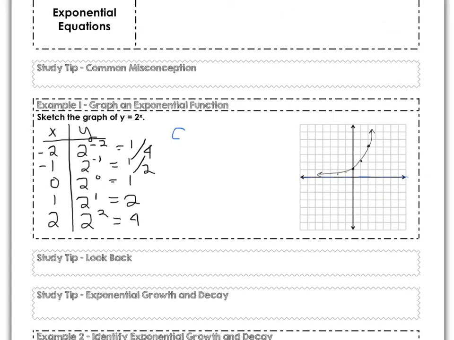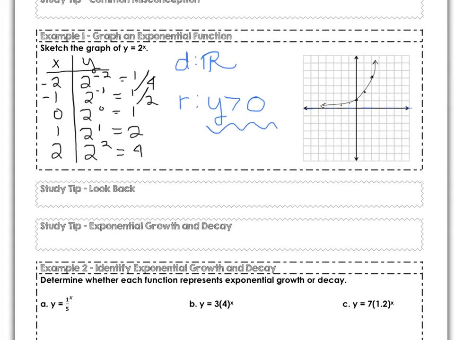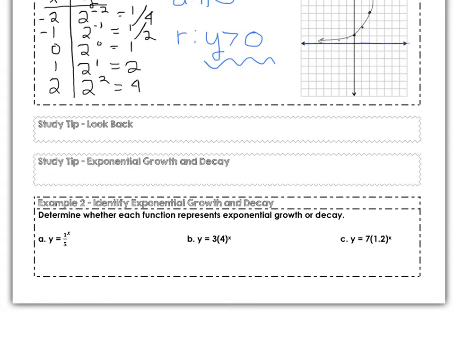Alright, so that means our domain, there is not a single x value that I'm not allowed to plug in. However, for my range, I must be bigger than 0. Alright, well, let's take a look at when we have exponential growth and exponential decay.